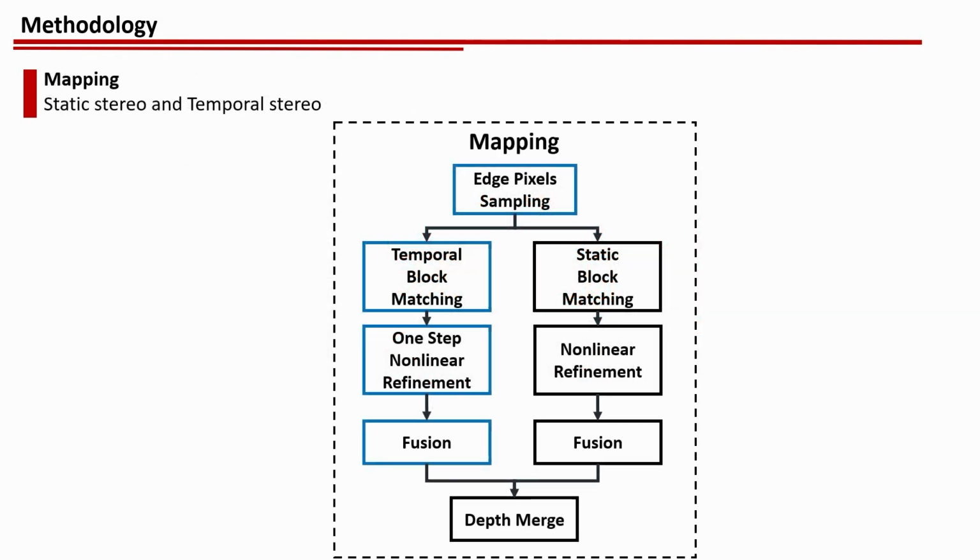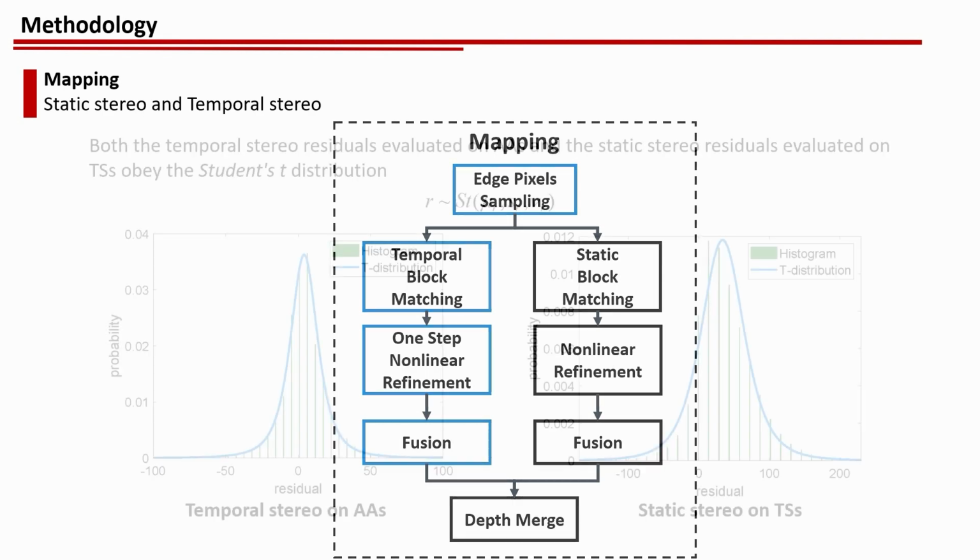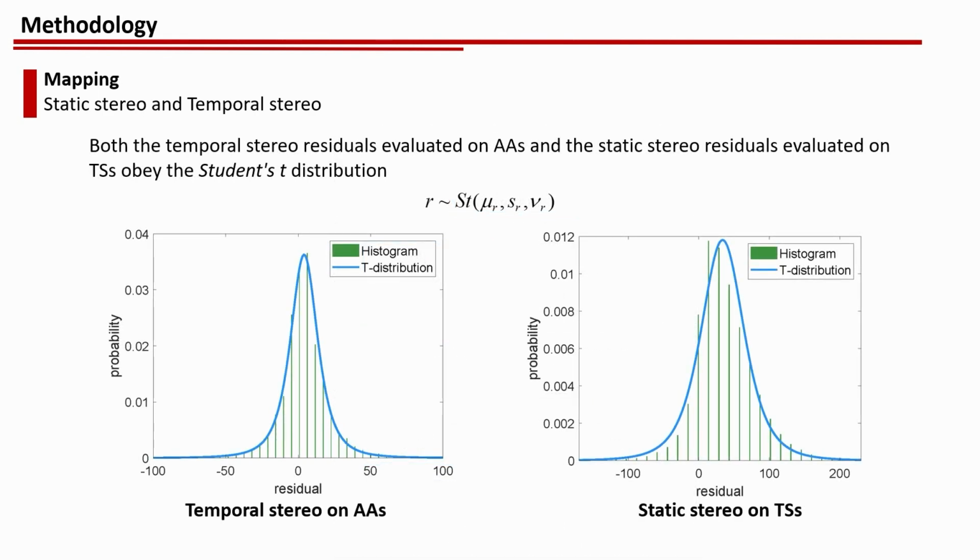The proposed temporal stereo method imitates ESVO's mapping strategy in the sense of applying a temporal block matching plus a one-step nonlinear refinement. To fuse multiple temporal stereo estimates, we investigate the probabilistic characteristics of the temporal stereo results. As shown in this figure, both the temporal stereo residuals evaluated on adaptive accumulations and the static stereo residuals evaluated on time surfaces approximately obey a Student's t-distribution.